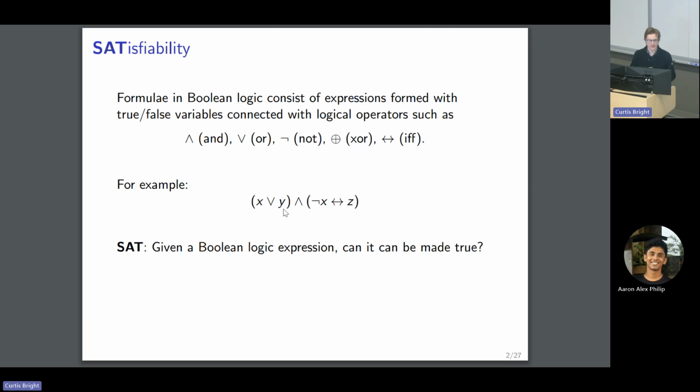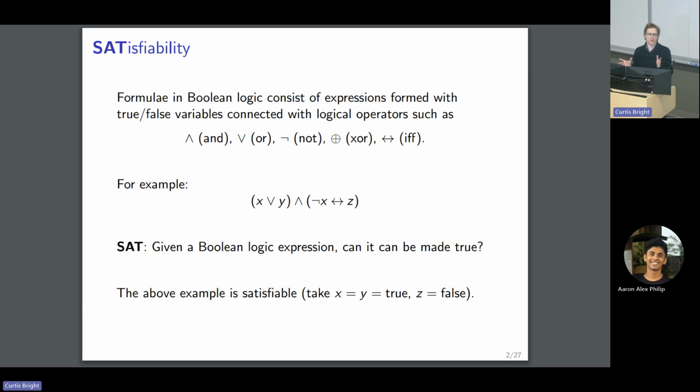So if you take x and y to be true, then as was pointed out, the first expression becomes true. And if x is true, not x is false, and so z has to be false. That makes the second part true. So the first part is true, the second part is true, and then the whole thing is true, because that's how you define and. This is exactly what the SAT problem is. It's a simple problem: given the expression, figure out a way to make it true.